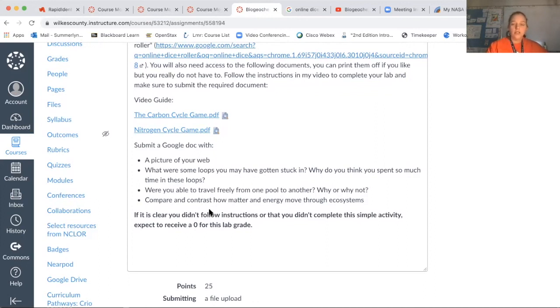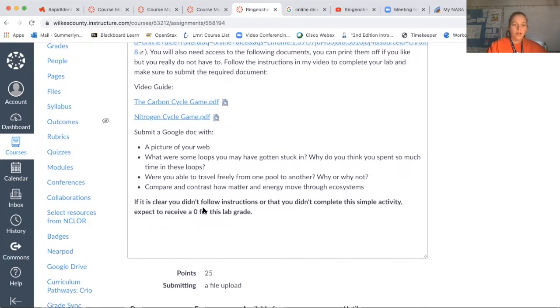Please discuss these things. Send in a document for this lab. I hope that you enjoy it, but if it's clear that you don't follow the instructions on this, then you will not receive any credit for this lab.